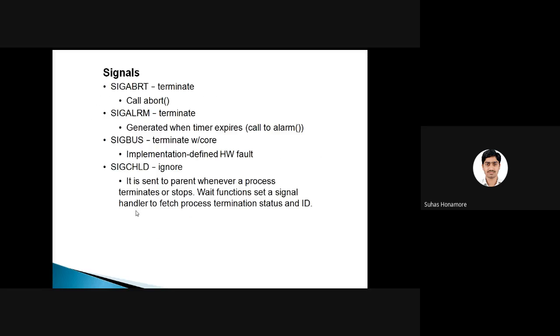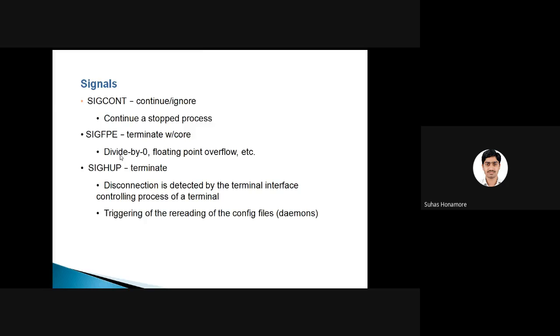Now we'll see some signals. Here we have the signal SIGABRT, which internally calls the abort function. SIGALRM: whenever the system generates some timer, and the timer gets over, an alarm will be generated. Then SIGBUS, a hardware generated signal: depending on the bus, 32-bit or 64-bit, you will generate some hardware signals. And SIGFPE, which comes whenever you have a divide by zero, a floating point error.